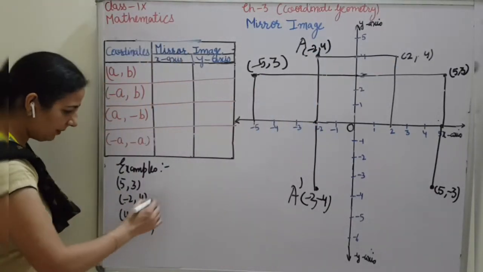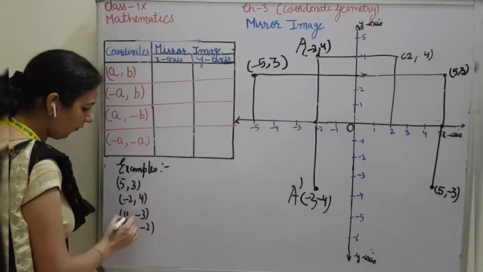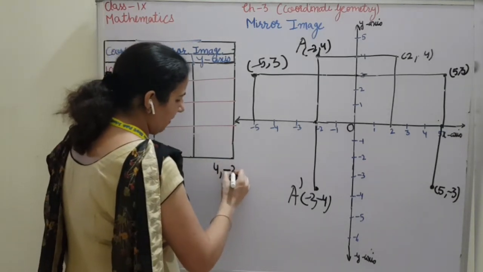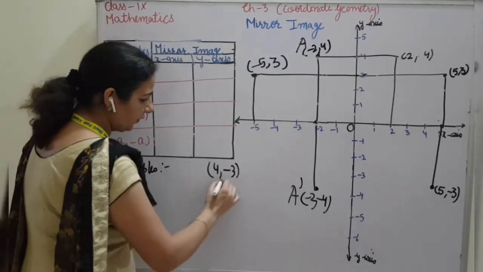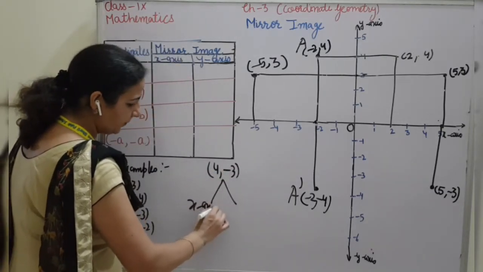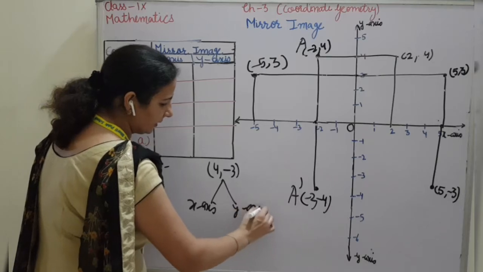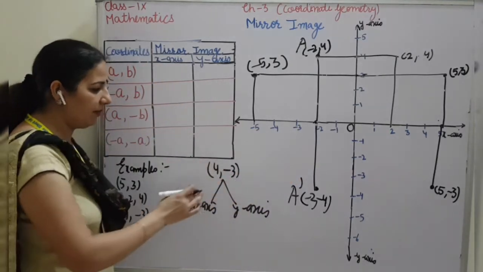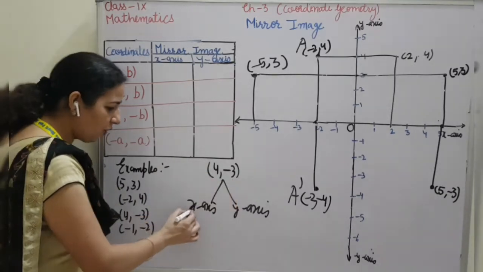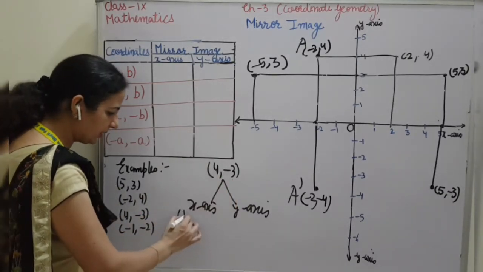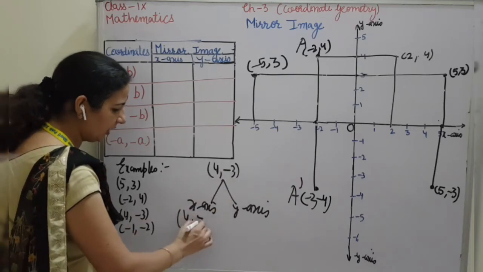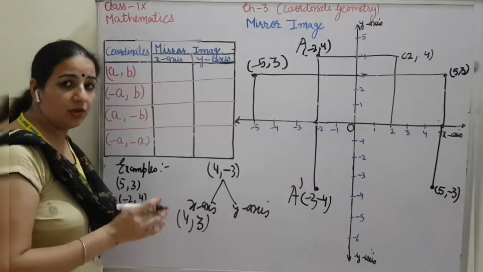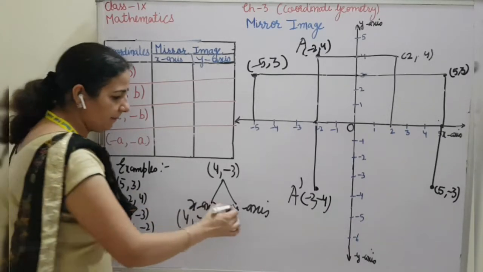Now who will tell me the mirror image of (4, -3)? Mirror image from the x-axis and from the y-axis, without plotting. We will be able to find the mirror image of (4, -3) without plotting. From the x-axis, the x point will be the same, and y will change its sign. The magnitude will remain the same, only the sign will change.